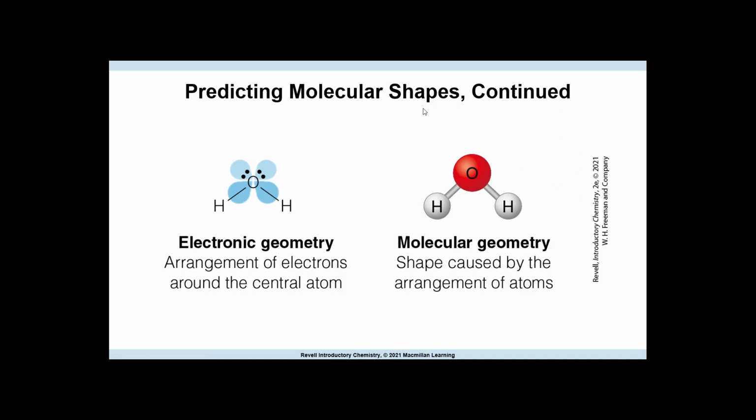The molecular geometry depends on the electronic geometry, but only considers the location of the atoms. So the molecular geometry, this is what we refer to as the shape, but it's taken from the information from electronic geometry, if that makes sense. So I'm going to read that again. The molecular geometry depends on the electronic geometry, but only considers the location of the atoms. But the molecular geometry is sometimes called the shape of the molecule.